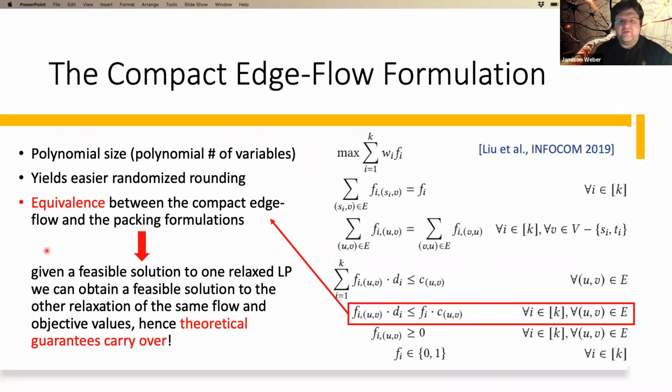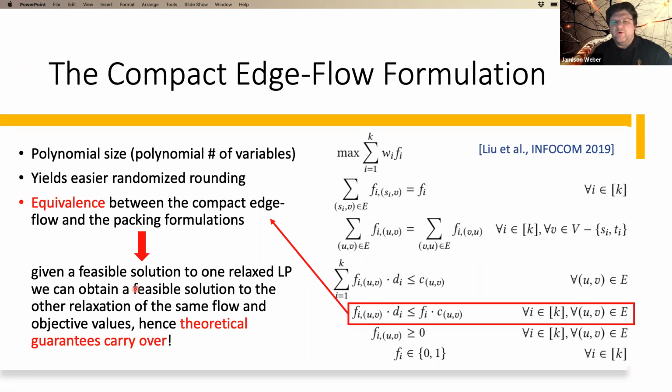We also consider the compact edge flow formulation. This is a standard flow formulation for ANF based on flow conservation. The formulation is polynomial in size, and we show an equivalence between this formulation and the packing formulation. That is, given a feasible solution to one relaxed LP, we obtain a feasible solution to the other relaxation of the same flow and objective values. Most importantly, our theoretical guarantees based on the packing formulation carry over to the compact edge formulation.